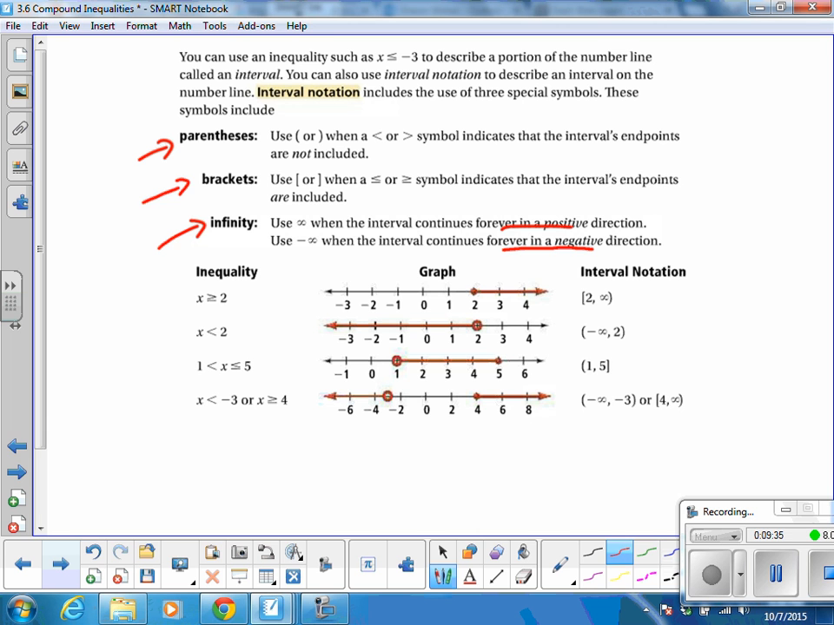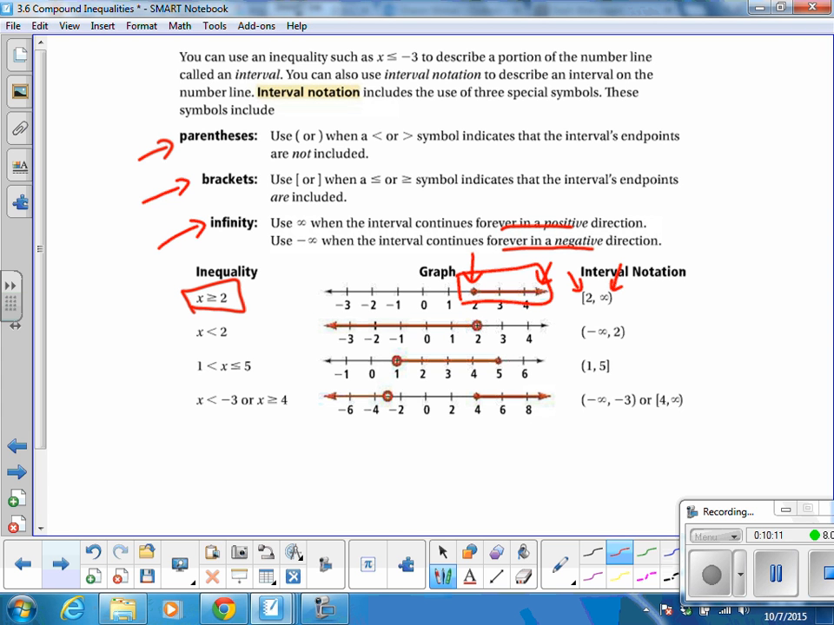So if you look at this first one here, where x is greater than or equal to 2, my graph shows that. In interval notation, the left number tells me what's going on in the left part of my graph, and the right one tells me what's going on on the right side. As you can see, it starts at 2, but it's a filled dot, so it's including that, and I use a bracket to indicate that. On the right side, it's infinity, and it continues on without stopping, and I use a parenthesis to represent that.